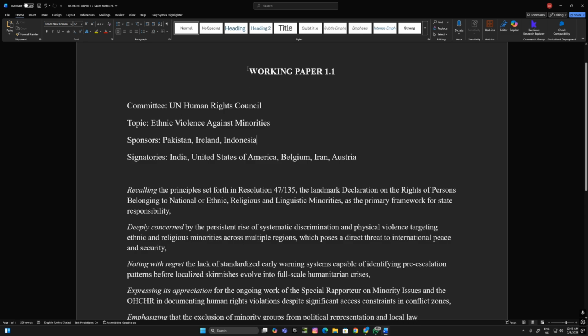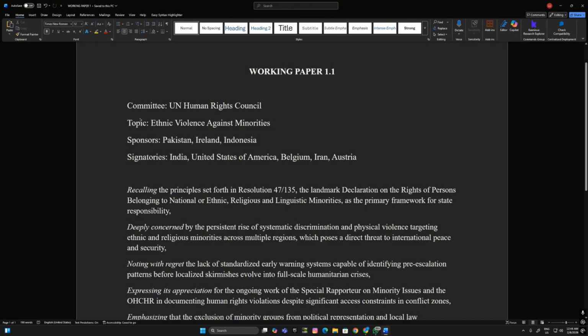So a working paper starts with, obviously, the heading. You're supposed to keep it in either a 12 or a 13 font, and you're supposed to bolden this heading, right? The numbering of a working paper entirely depends on what the dais provides, or the general consensus of the committee. For example, if one block agrees that this block can be working paper 1.1, then yes, fine, you can be working paper 1.1. But generally it depends on the allocations that the dais provides you with.